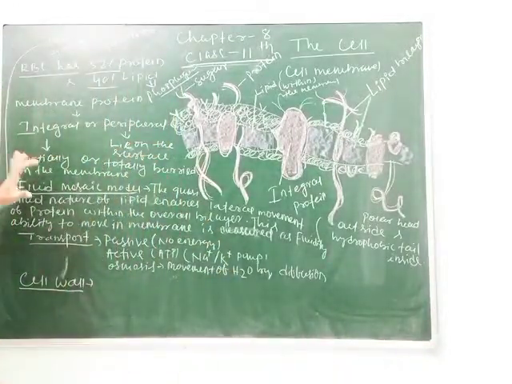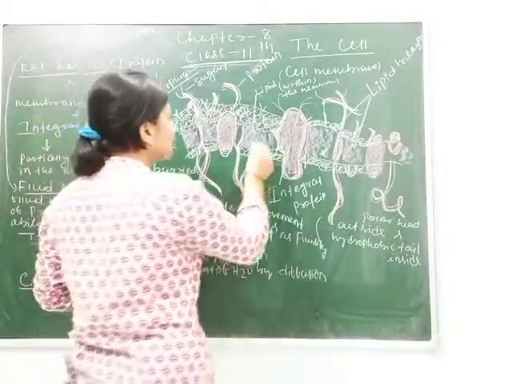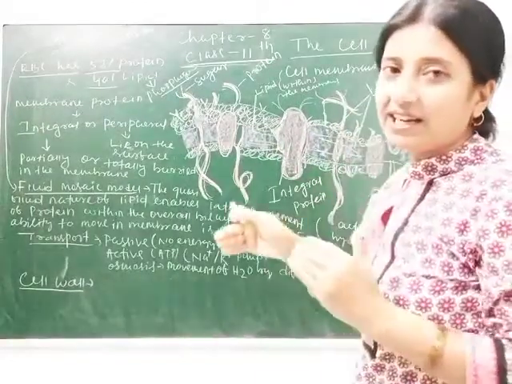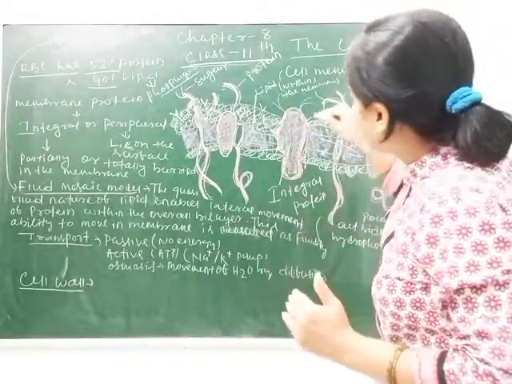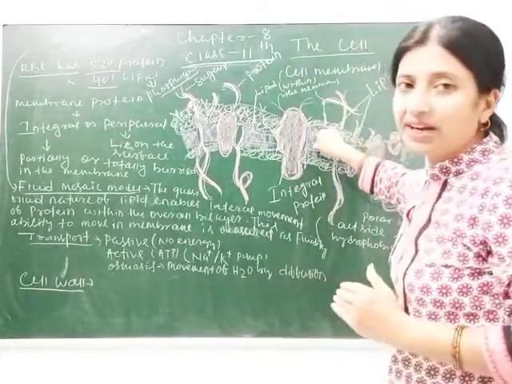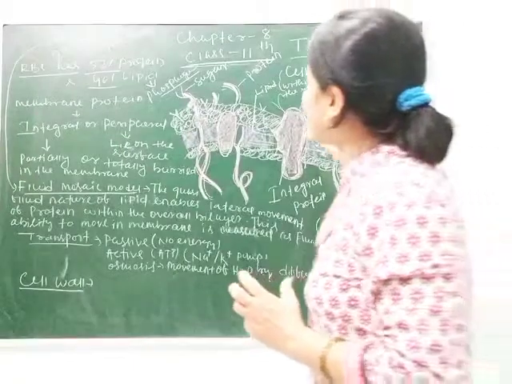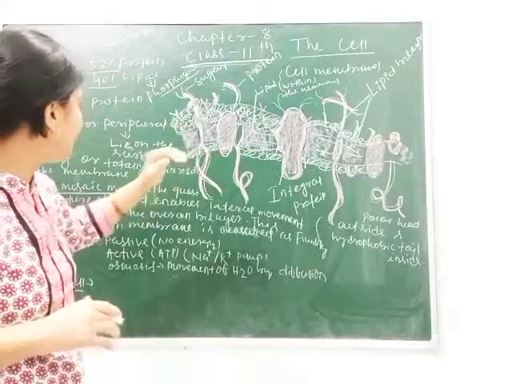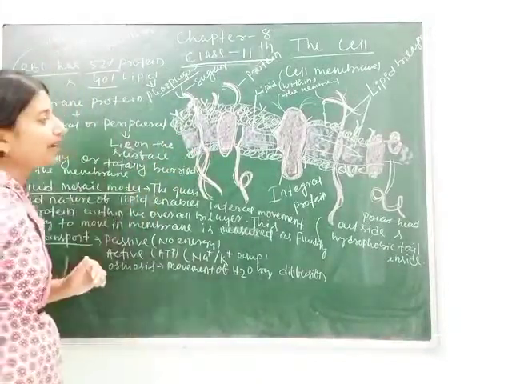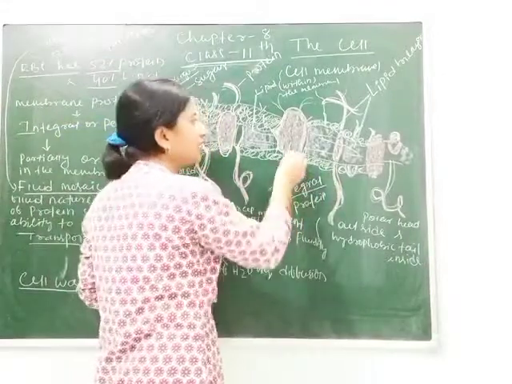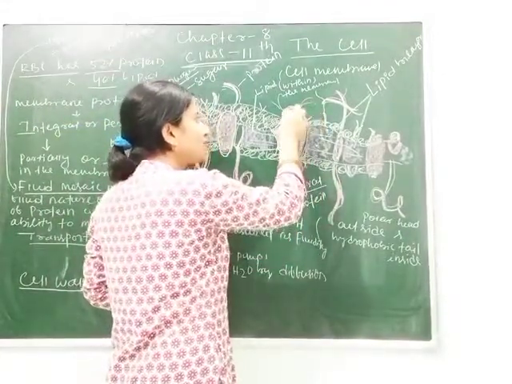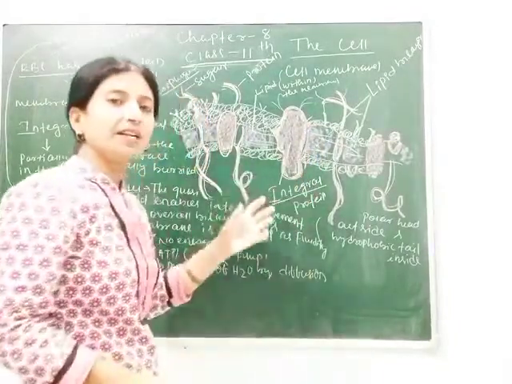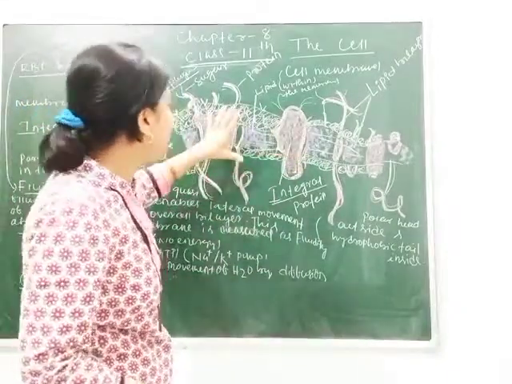Integral protein is partially or totally buried in the membrane. You can see these are the integral proteins. They are either partially buried, meaning half of the protein is in the cell membrane, or completely buried, meaning present inside the cell membrane. Is that clear? You can see some part of it is outside the membrane and some is inside the membrane. That's why it is either completely or partially buried in the cell membrane.